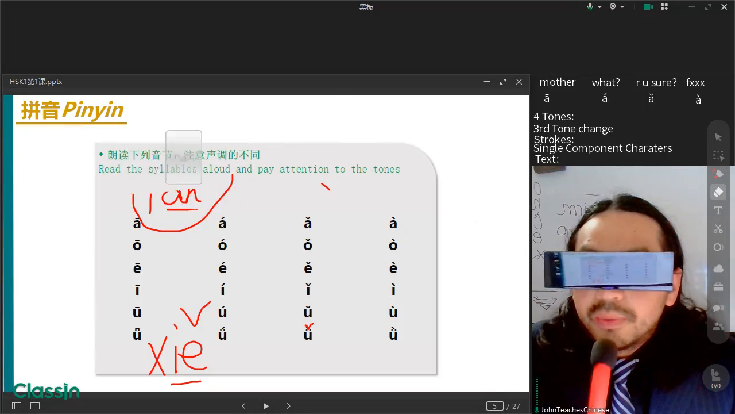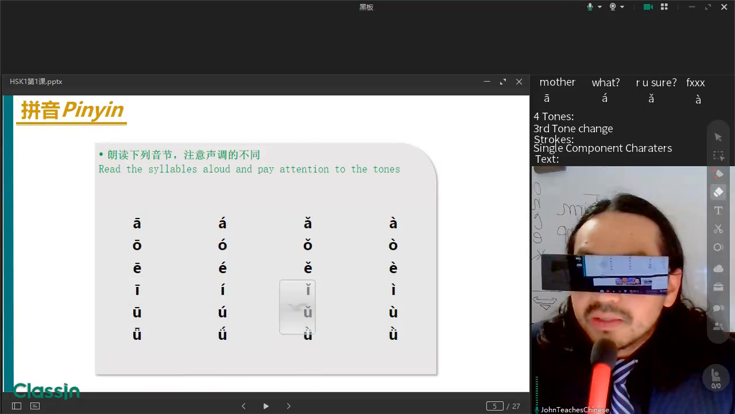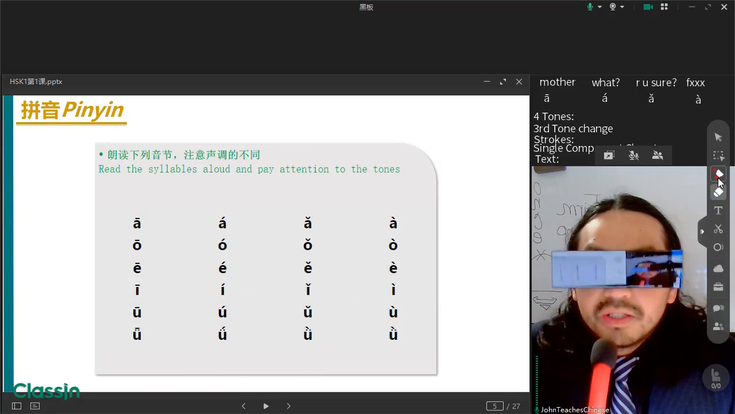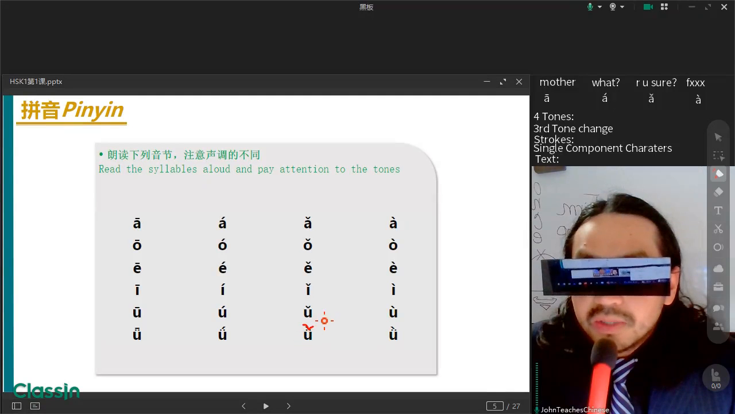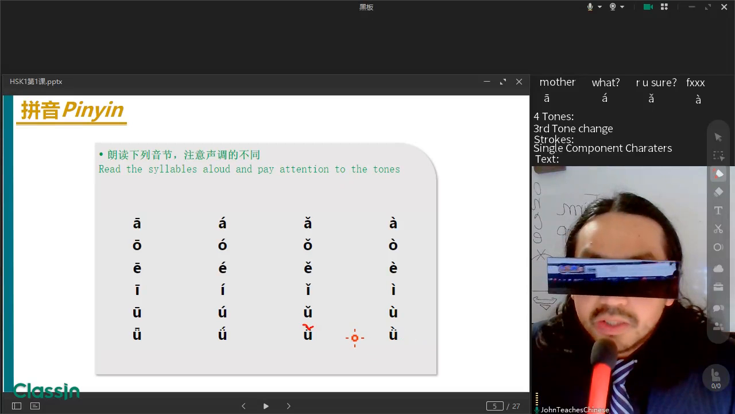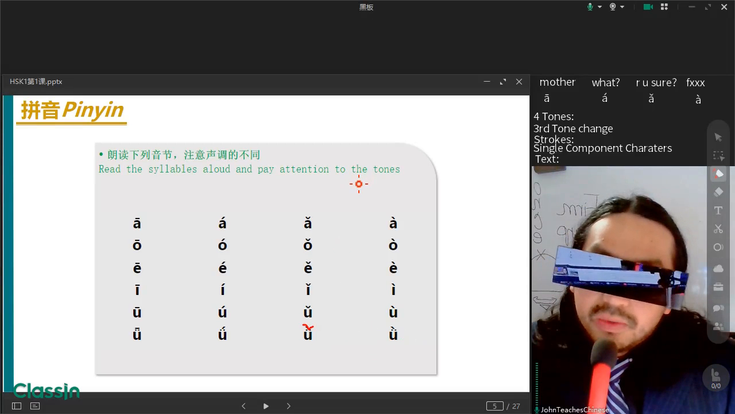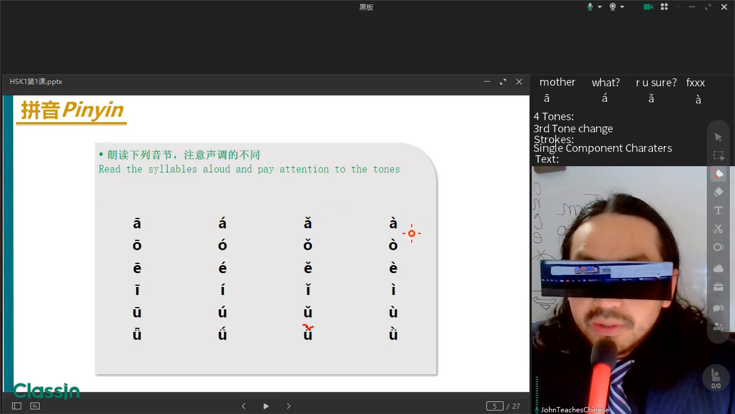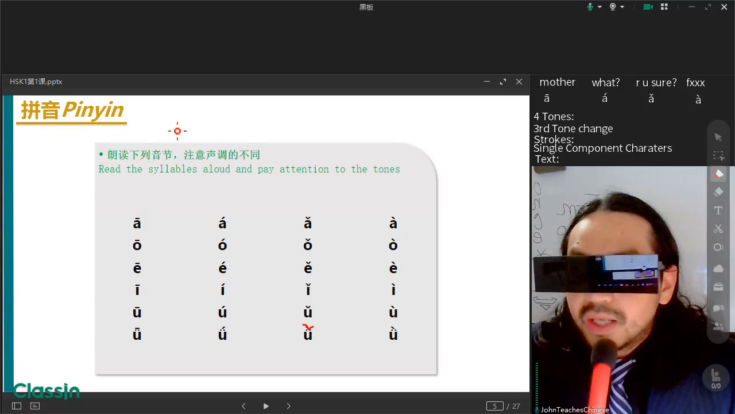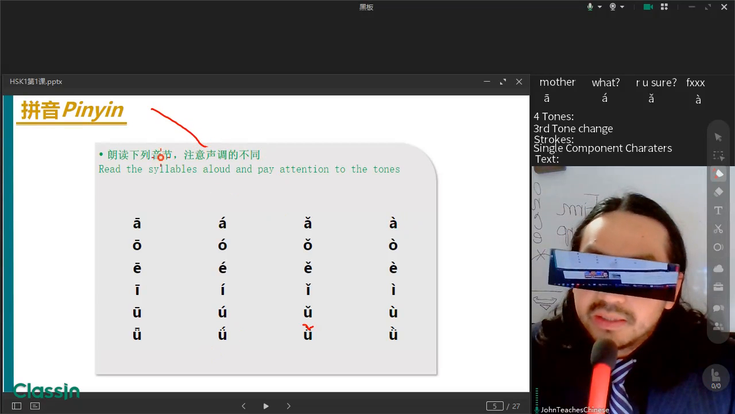Now we have already mastered the third tone. For the third tone, you should also listen to how other Chinese people speak. Shui shui, you can master the third tone. And the last tone is an easy one. It's just like this mark.